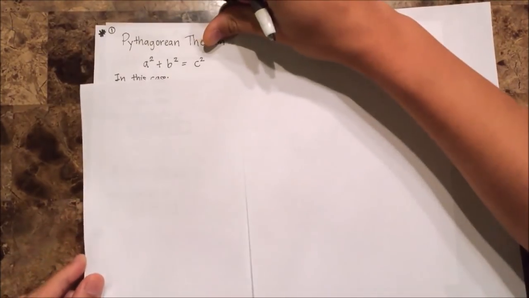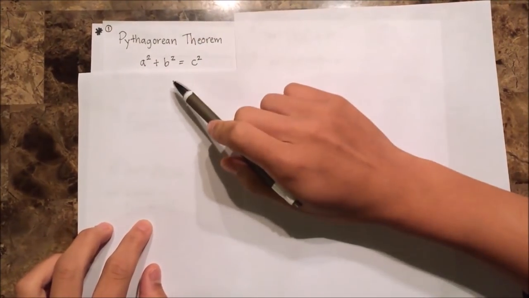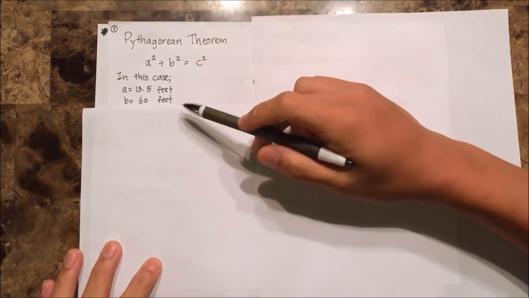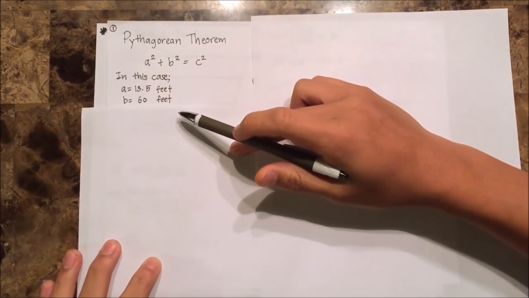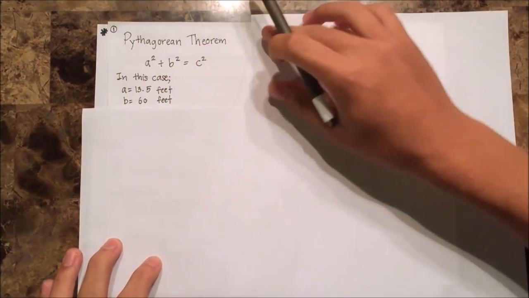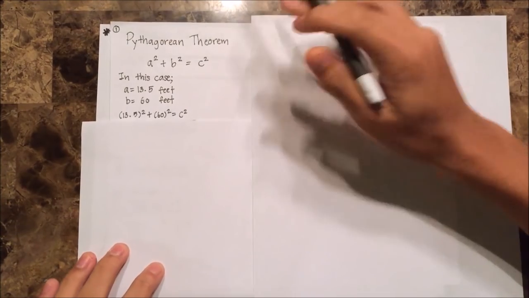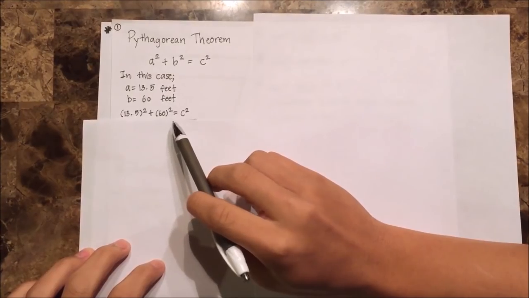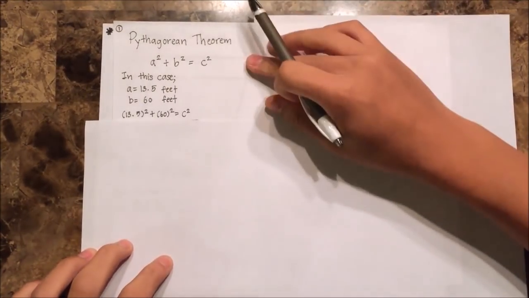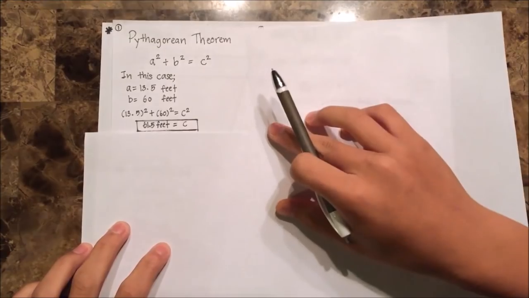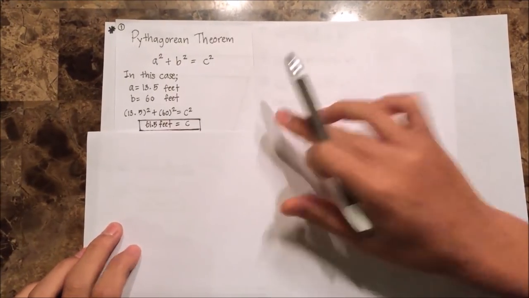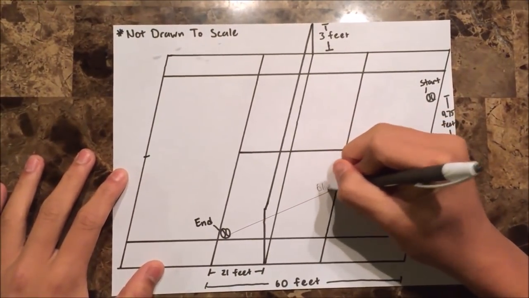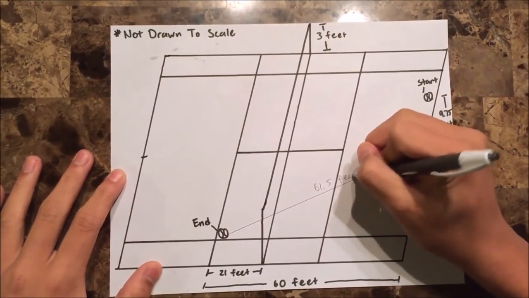As a refresher, the Pythagorean theorem is a squared plus b squared equals c squared. In this case, our a value is 13.5 feet and our b value is 60 feet. Now we just plug those values into the equation. So it is 13.5 squared plus 60 squared equals c squared. Calculating our c value, we get 61.5 feet. So the hypotenuse is 61.5 feet.